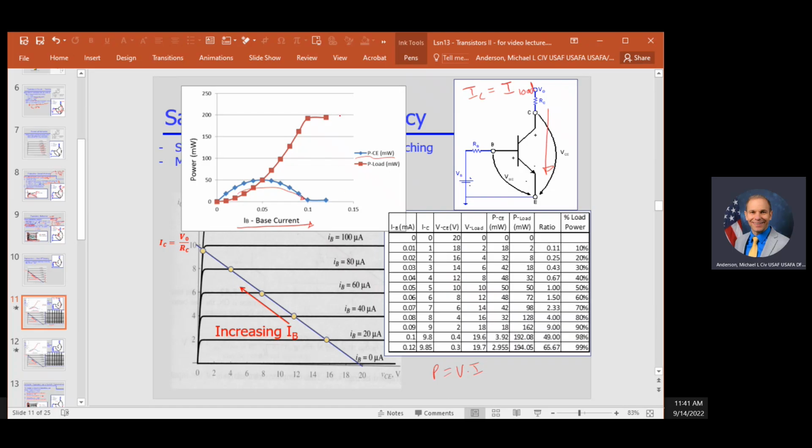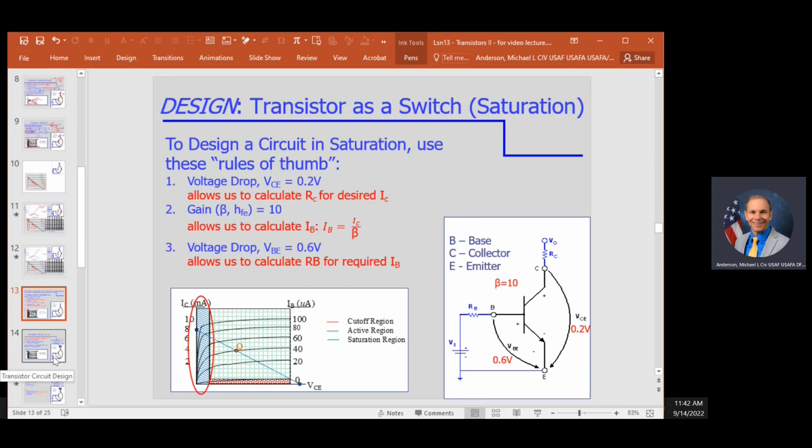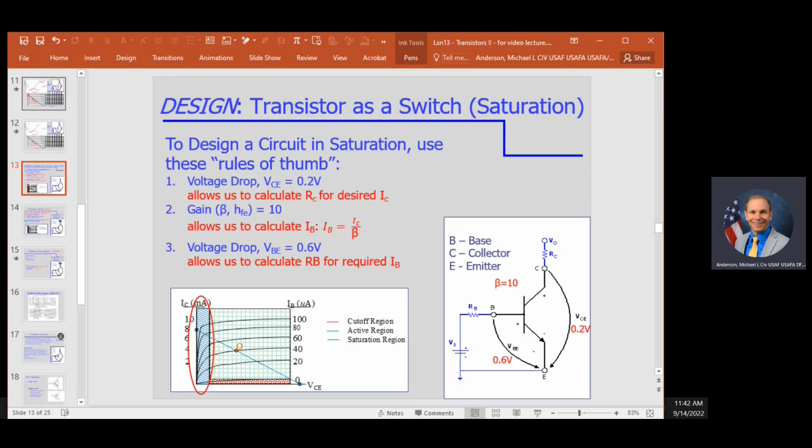And we get the maximum power through the load when we have the highest possible base current. Okay? And that's when we're up here in the saturation region. So that's why we want to be in saturation. Okay, that's that again. All right, so how do we ensure that our transistor is always in saturation?